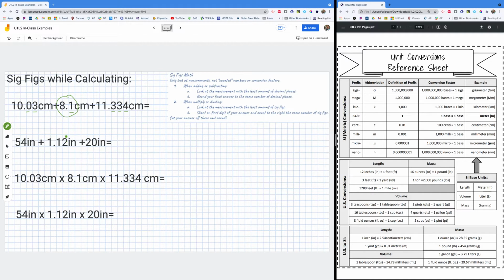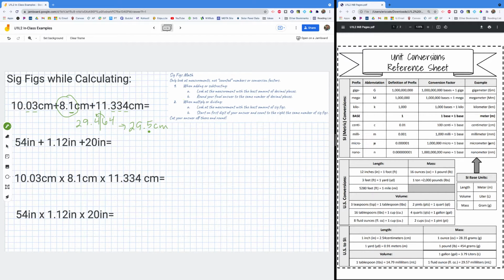Whatever we get when we punch this in the calculator, 10.03, which happens to be 29.464. I'm saying that I want to round to the tenths place because this one is the smallest decimal here, or it's the one with the least amount of decimal places. So I'm going to cut this off after the tenths place. And that 6, it's 5 or bigger, so it rounds up. And so now we're going to get that our answer is 29.5 centimeters.